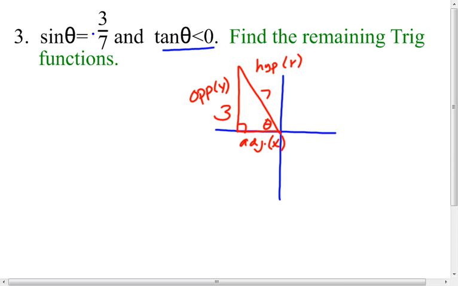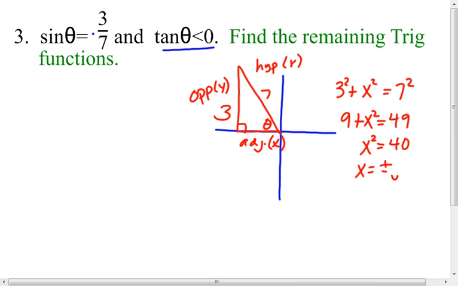Notice you're in quadrant 2 and you're moving to the left, so you know it's going to be a negative number. And so then when you do a squared plus, I'm going to call this x squared, y squared plus x squared equals 7 squared. You'll have 9 plus x squared equals 49. So x squared equals 40. So x is either positive or negative root 40. And that, of course, is going to break down. And it will be either positive or negative 4 times 10, which of course is positive or negative 2 root 10. And we know in this case it has to be negative because I'm in quadrant 2.